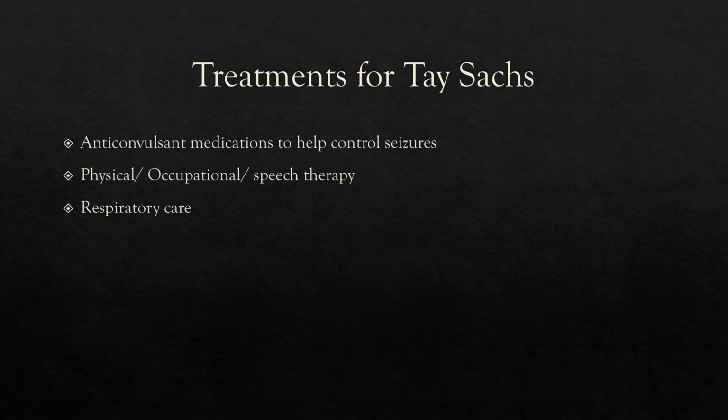Okay, so some treatments to help make life more comfortable for those living with Tay Sachs are anticonvulsant medications to help control the seizures, physical therapy to help with mobility and muscle weakening, occupational therapy to help with mental functioning, speech therapy, and respiratory care to prevent lung infections.